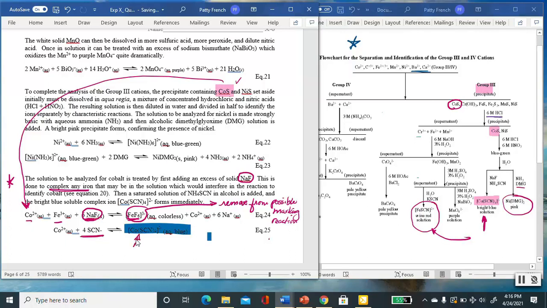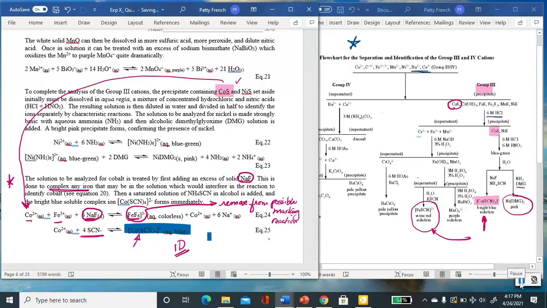And I tried to use a marker that had the color of the cobalt thiocyanate complex ion, and this is kind of close, so we'll go with that. So this is your identification test.